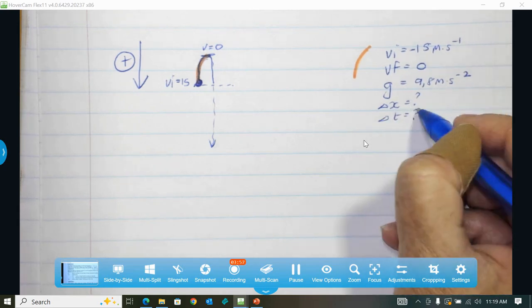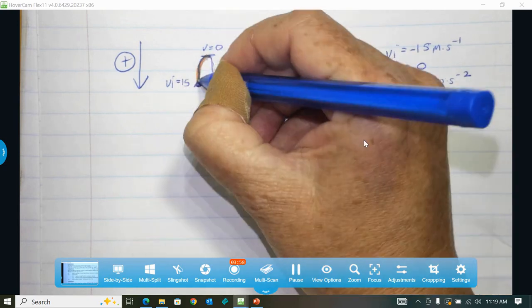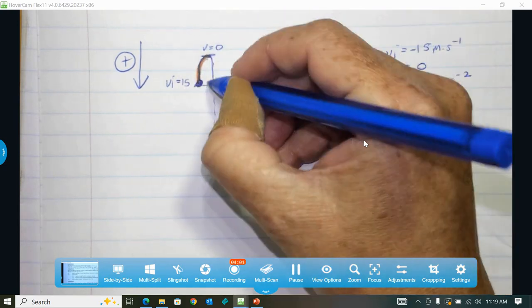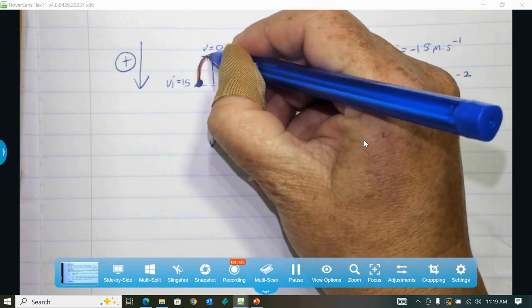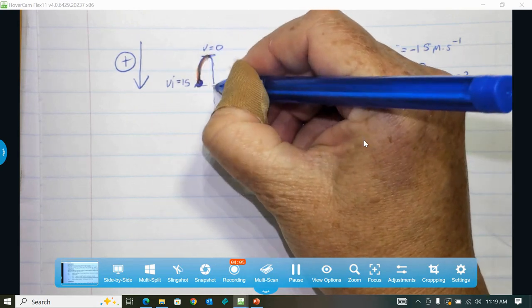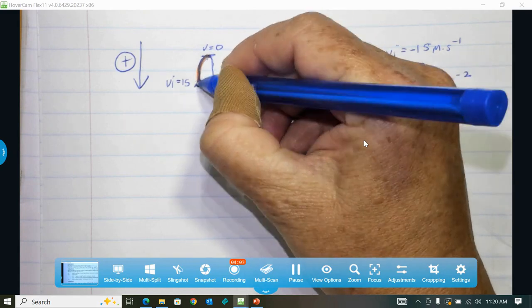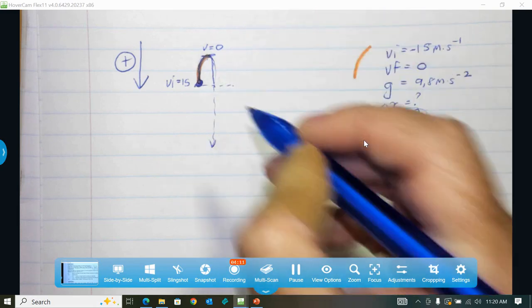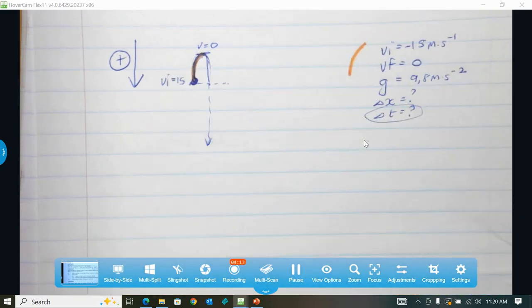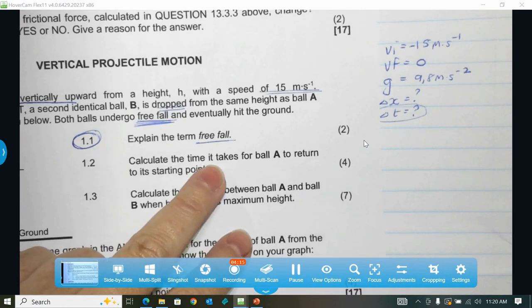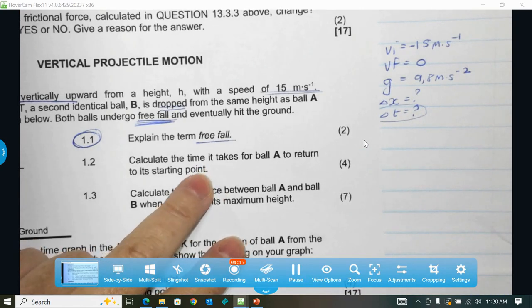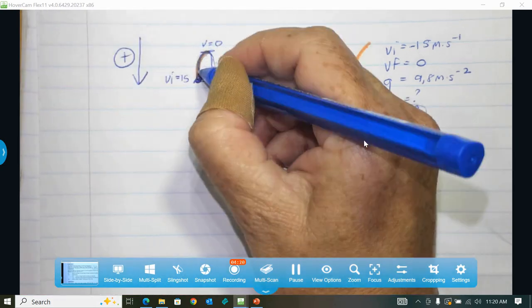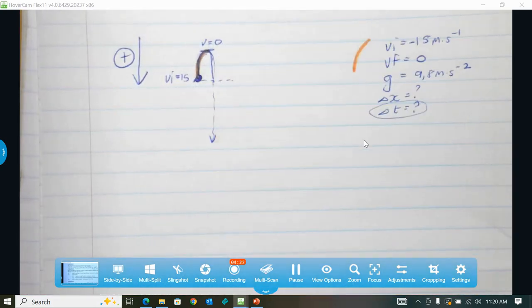The reason I'm saying this is, do you agree if it goes up, I'm making up numbers now, but let's say it takes 1 second to go up. Then it's going to take 1 second to come back to that point. If it goes up 1 meter, it'll fall back 1 meter. So what you can do is with a question like this, where it says, calculate the time taken for ball A to return to its starting point. So you actually want the time, so I'm going to use a different color.